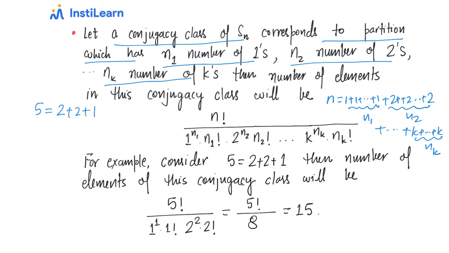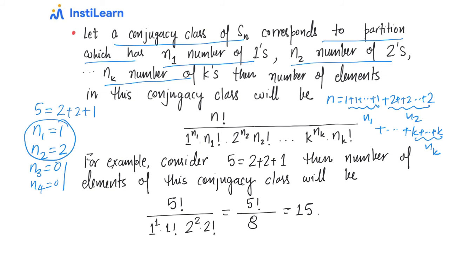Okay. So for example, take the example of 5 equal to 2 plus 2 plus 1. In this case 1 is appearing only one time, so n1 is 1, and 2 is appearing 2 times, so n2 is 2, and for all other numbers, n3 is 0, n4 is 0, etc. So we don't have to worry about that. We know that n1 is 1 and n2 is 2.